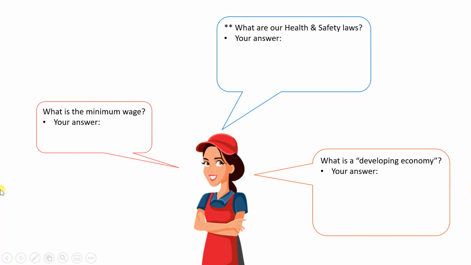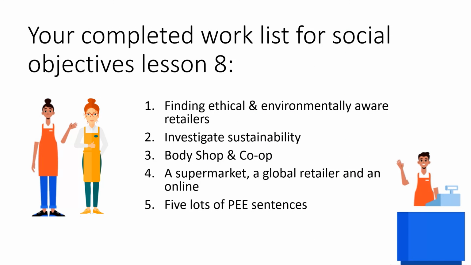In the red speech bubble on the left, what is the minimum wage? Write your answer down. In the blue question at the top, what are our health and safety laws? Write your answer down. And in the orange question on the right, what is a developing economy, which is also a developing country? Write your answer in your book or in the speech bubble. Well done, you have completed all this work for Social Objectives Lesson 8, all these 5 groups of questions.